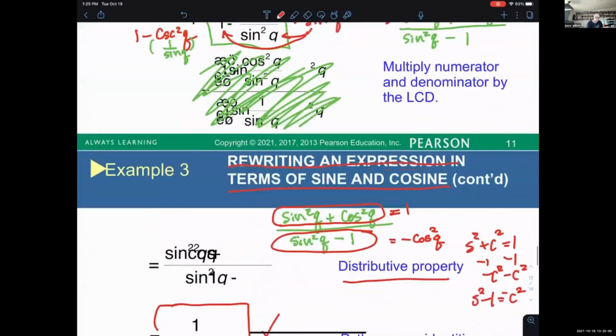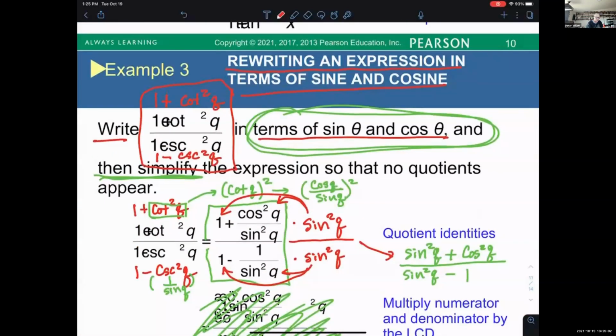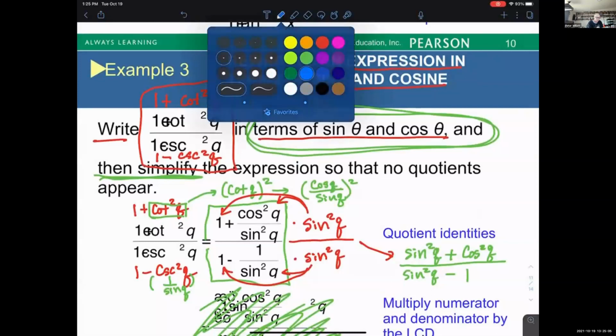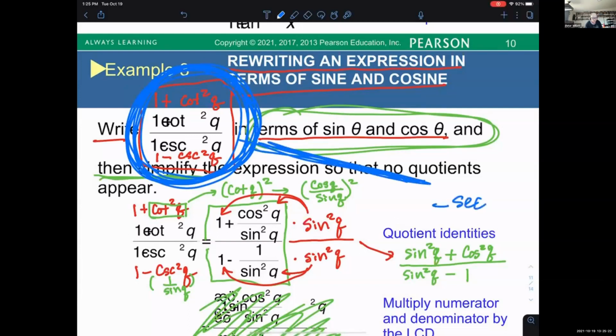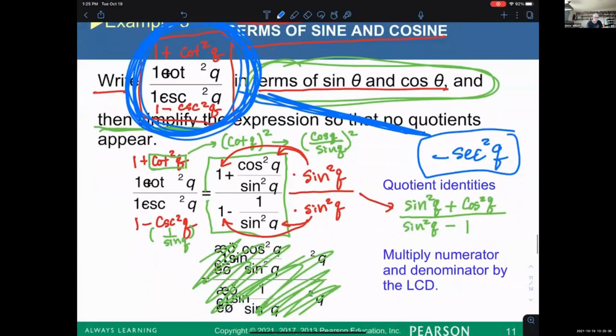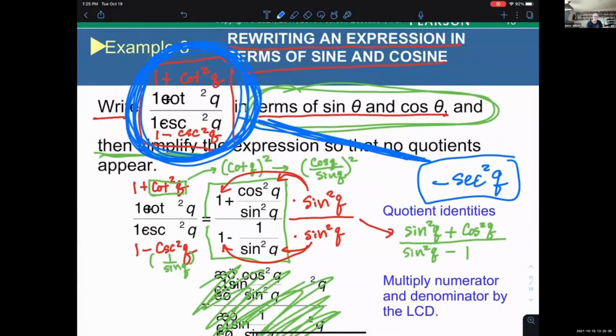And so in the end, what that means is that this initial thing they gave of 1 plus cotangent squared q divided by 1 minus cosecant squared q, that whole thing ends up just becoming equivalent to negative secant squared q. So that's a pretty drastic simplification from what they started, and they did it by converting everything into sines and cosines in order to simplify algebraically, and then going back to the simplest trig function they could.